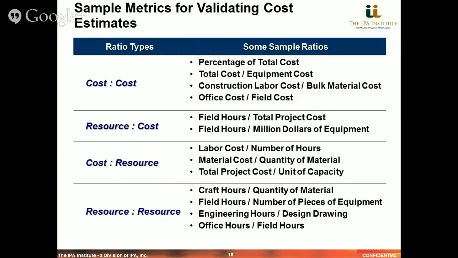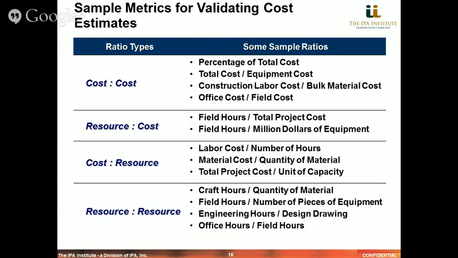In terms of metrics for validating cost estimates, here's a set of ratio types that we typically see used in this process. Cost to cost, as the name implies, is a ratio of different cost categories to one another. Percent of total cost, for example, engineering as a percent of total cost, or labor as a percent of total cost. We also see total cost to equipment cost, commonly called the Lang factor, as another metric to check the validity of a cost estimate.